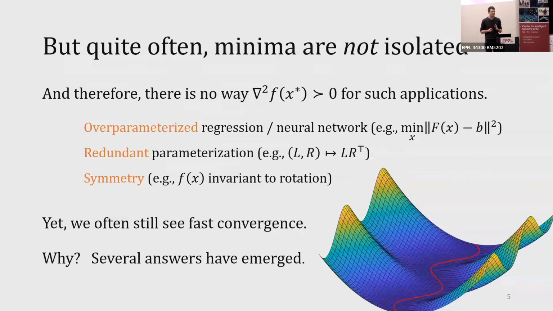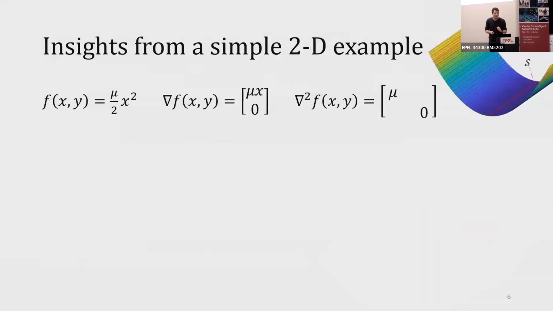All right. So let's look at a simple example quickly to get some intuition for why algorithms might behave perfectly nicely even if the minimizers are not isolated, and what properties this particular example has that maybe we could generalize. I'll try not to belabor the point with those simple functions.